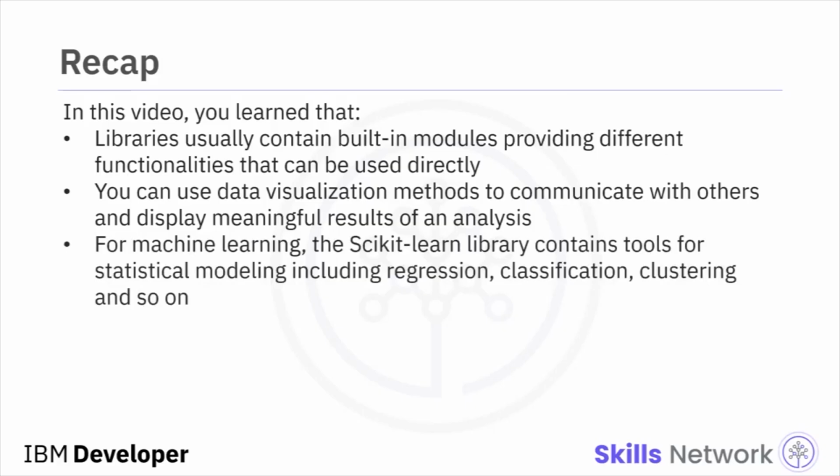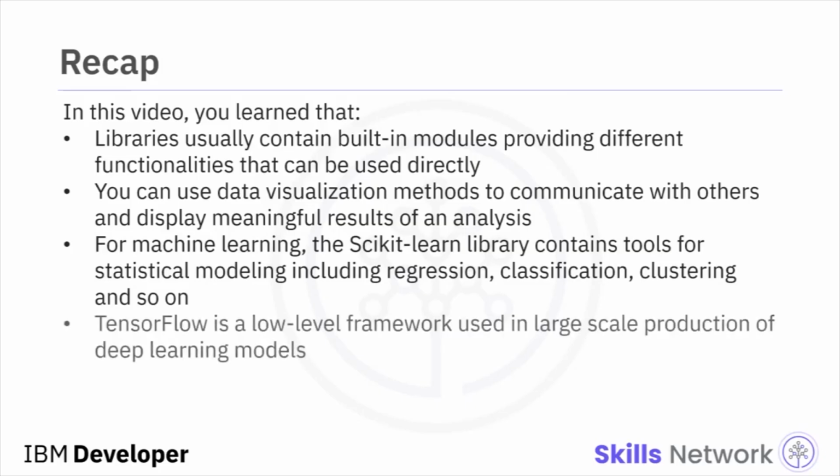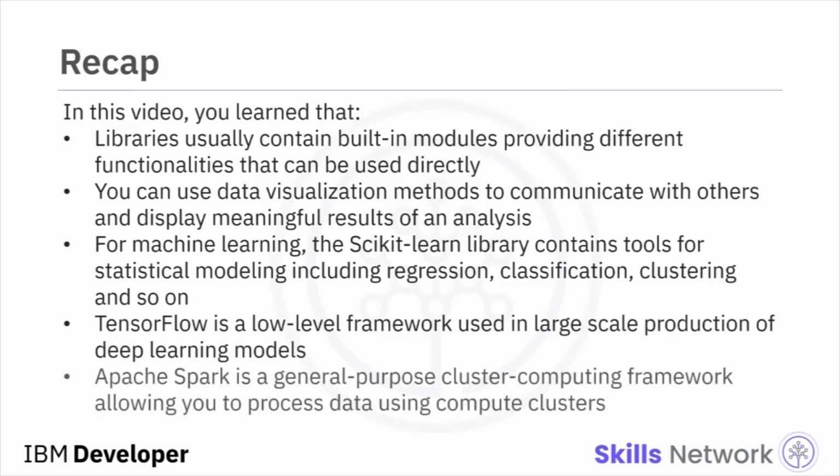For machine learning, the scikit-learn library contains tools for statistical modeling, including regression, classification, clustering, and so on. TensorFlow is a low-level framework used in large-scale production of deep learning models. And Apache Spark is a general-purpose cluster computing framework allowing you to process data using compute clusters.